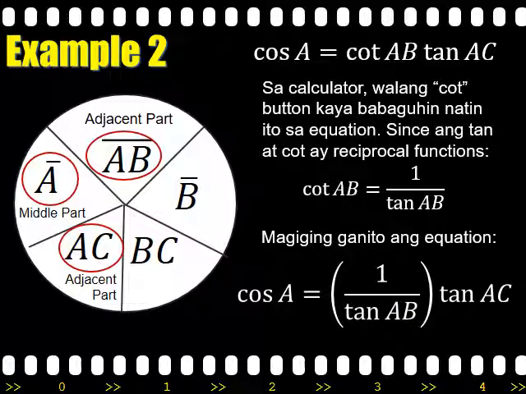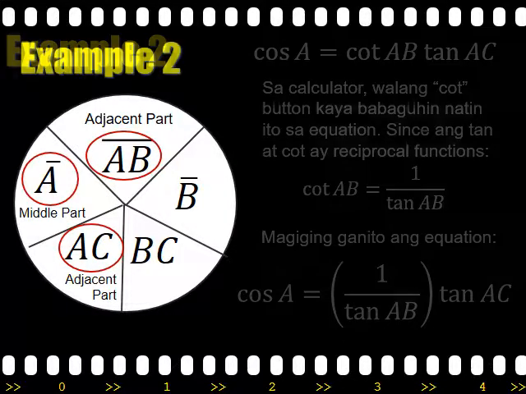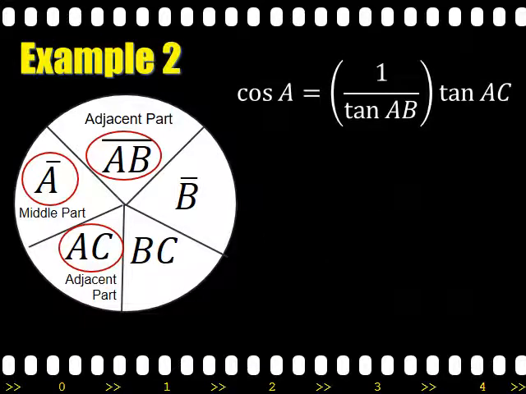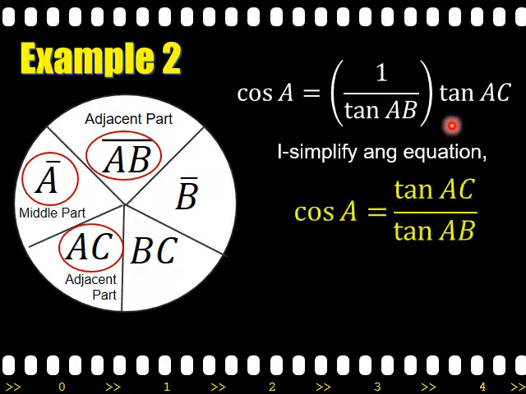So, again, we have to simplify the equation. Okay, so kung simplify natin to, you can imagine na ito ay parang whole number at ito ay fraction. So, ang denominator ng whole number is 1. Okay, so ibig sabihin yan, 1 times tangent AC over tangent AB times 1. So, ganito na yung final equation. So, cosine A is equal to tangent AC over tangent AB.